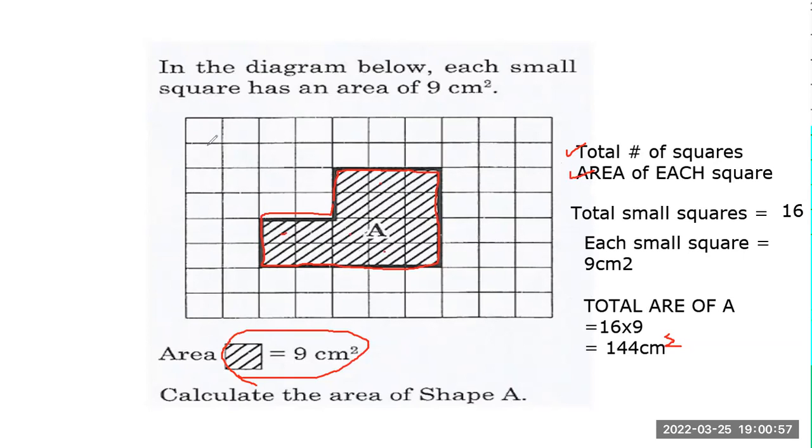First, total number of squares, then area of each square. Now you could have an instance where the square was cut diagonally. So in that case, this would represent a half and this would represent a half. Right, so that's something to pay attention to sometimes.